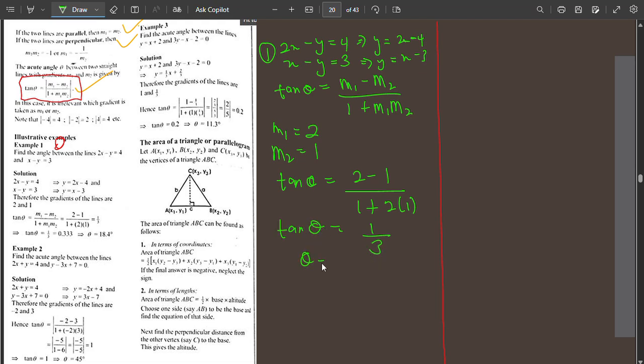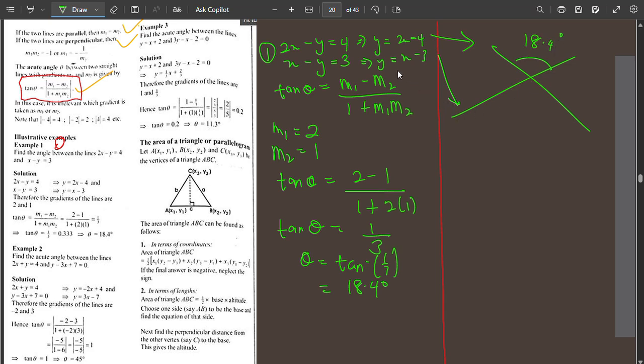So what's theta? Theta is equal to tan inverse of 1 over 3, and that is 18.4 degrees. So the answer is 18.4 degrees. That's the angle between those two lines. That means if I draw this line and I draw this line, then the angle in between them is 18.4 degrees.